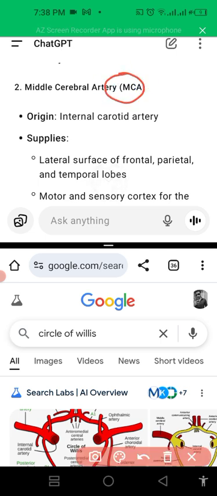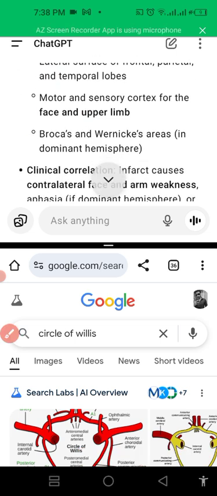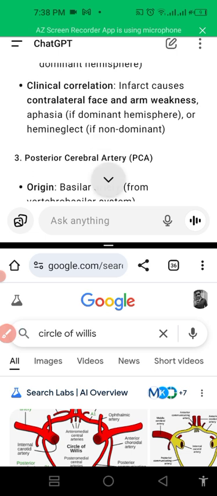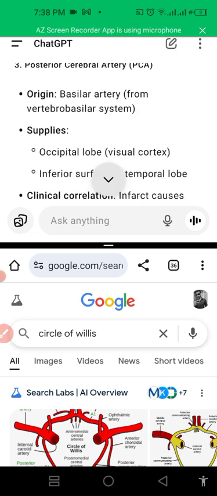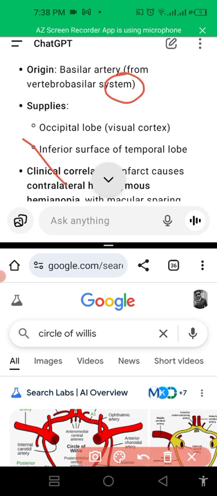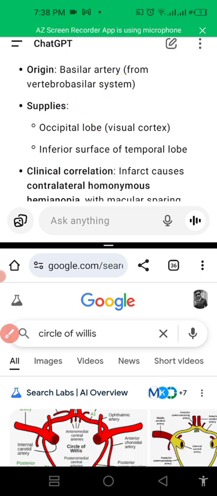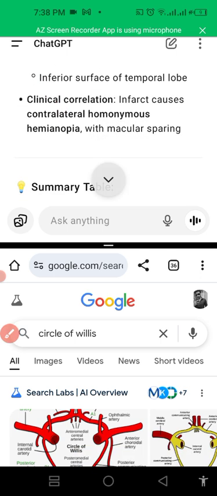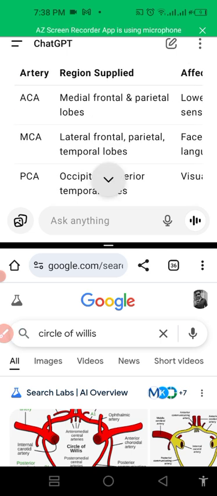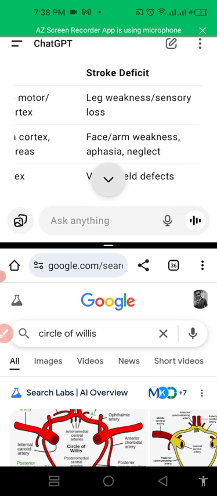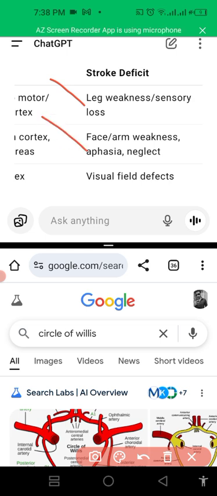So middle cerebral artery involvement results in a stroke with face and upper limb weakness, and posterior cerebral artery results in visual cortex involvement. In this way, blockage of different arteries leads to different problems: anterior cerebral artery results in leg weakness, middle cerebral artery results in face involvement, and posterior cerebral artery results in visual and occipital region involvement.